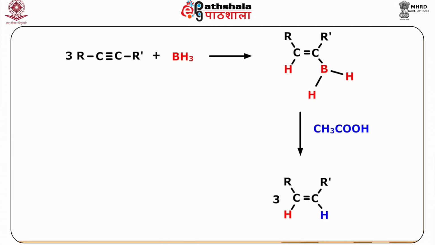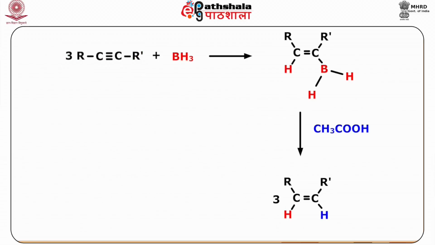Let us consider an example, which is the protonolysis of the alkenyl boranes. It can lead to alkenes in good yield. So, as a result, what you can do is you can convert the alkynes into alkenes. Let us try to understand this with the help of this equation.